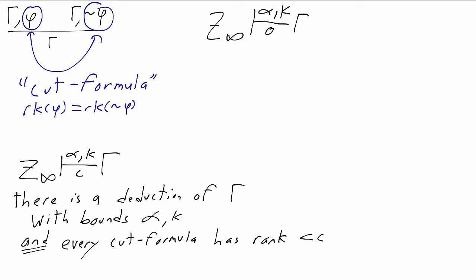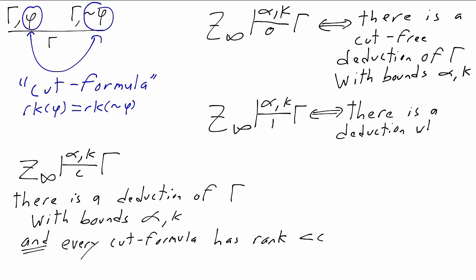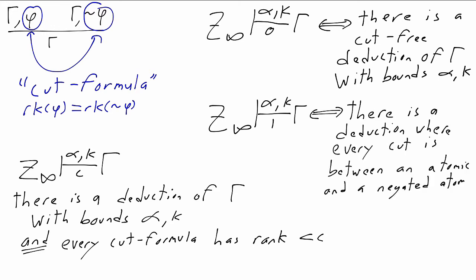In particular, when we have a 0 on the bottom, we're talking about cut-free deductions. When there's a 0 on the bottom, every cut formula should have rank less than 0. But no formula has rank less than 0, so there are no cut formulas, so the deduction is cut-free. If, for example, we have a 1 on the bottom, that means every cut rule has a cut formula with rank less than 1. The only rank less than 1 is 0, so the only cuts are atomic or negated atomic formulas.